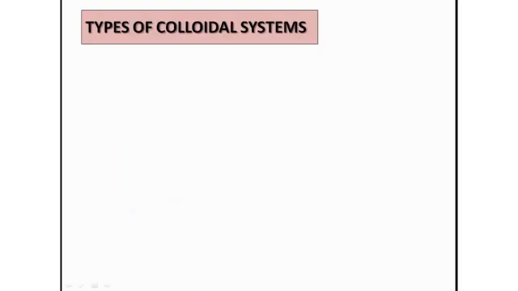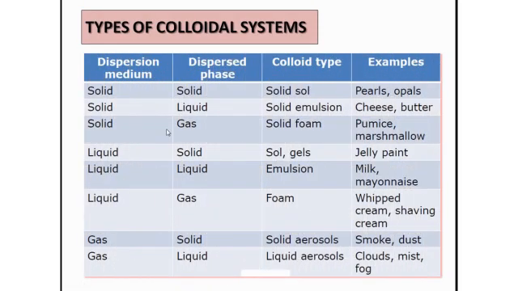Clear? So now the types of colloidal system. I have to make a table. These smaller parts are quite important from the examination point of view. This is the dispersion medium, this is the dispersed phase, the type of colloid that will form, and examples. If the dispersion medium is solid and the dispersed phase is solid, then we call this colloid a solid sol.